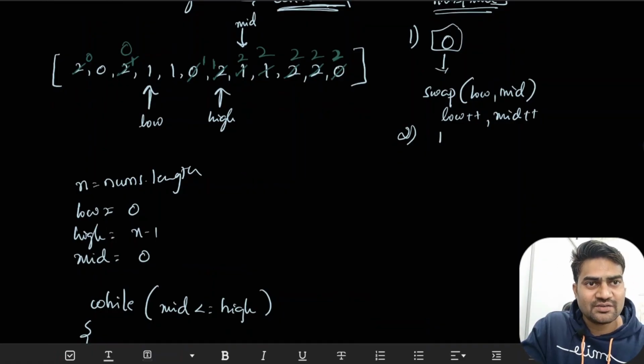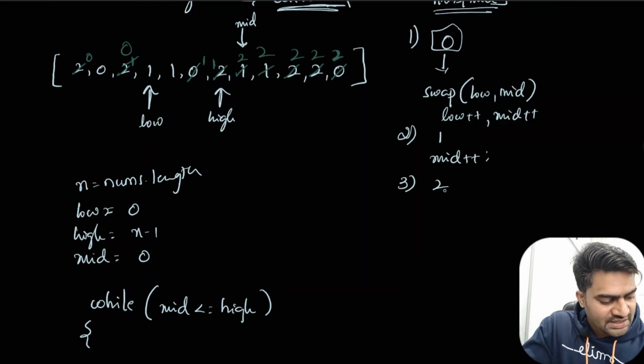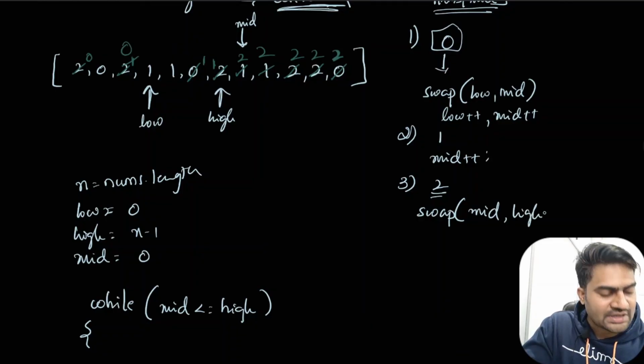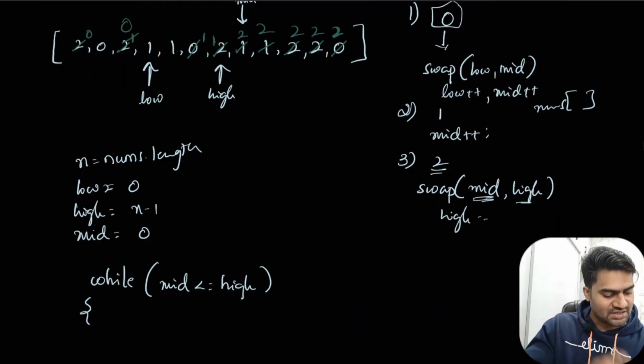Then the second case would be 1. If we get 1, we simply move our mid pointer, so we do mid plus plus. Correct, right? And the third case would be 2. If we get 2, what we basically do is swap the number at the mid pointer and the high pointer. We are not actually swapping the indexes, it is basically nums of something we do. So I'm simply writing here. Then we will decrement our high pointer. Correct, right? That's what we will do.